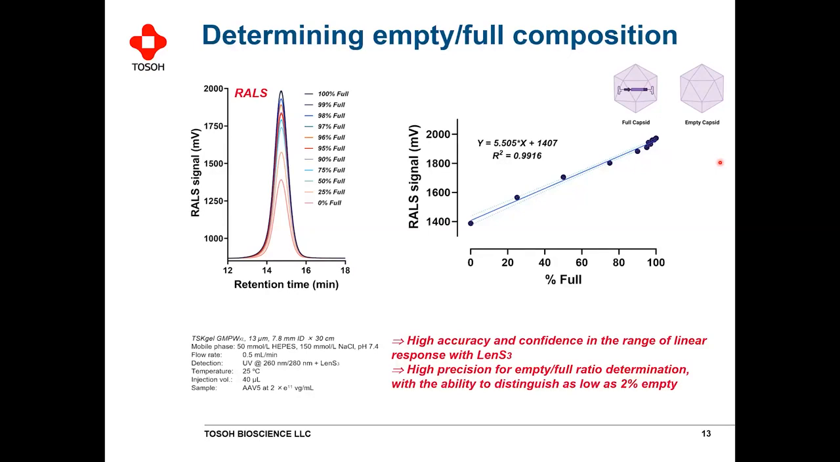What we are actually doing instead is, you'll see in the future of our software a tool to use light scattering response directly to determine empty full composition with a singular chromatogram. It will not require 0% full all the way up to 100% full. It will just require a single chromatogram. But this linearity really shows that we'll be able to do that, and you'll see that in the future of our software.